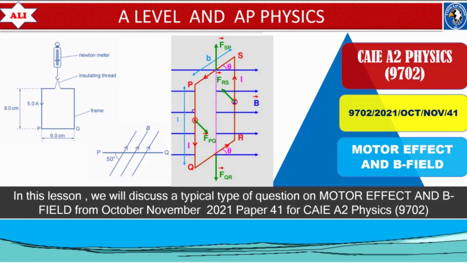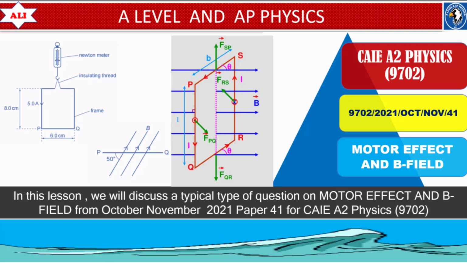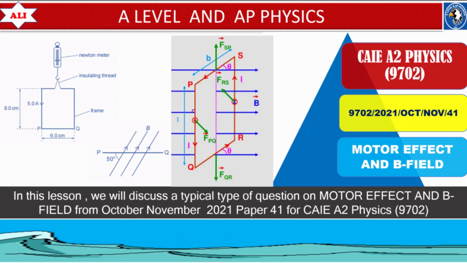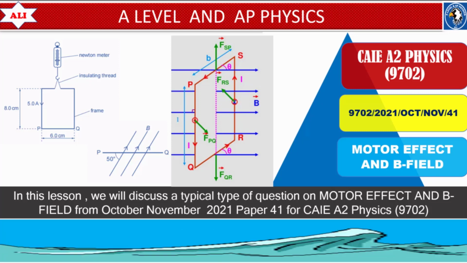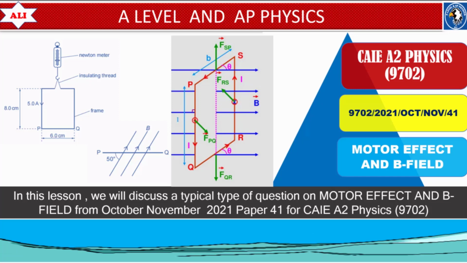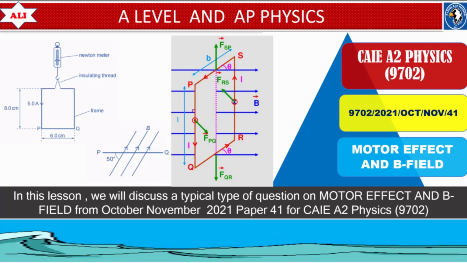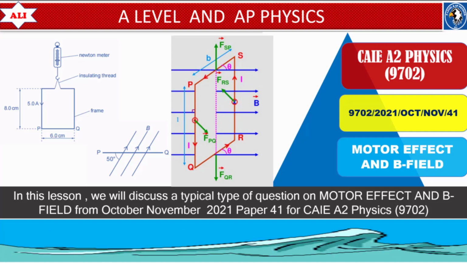In this lesson, we will discuss how to define Tesla in a proper way. We will also discuss how to find direction of force and magnitude of force on a current-carrying conductor inside uniform magnetic field. At the end of the lesson, we will discuss one very important concept about torque experienced by a loop inside uniform magnetic field.